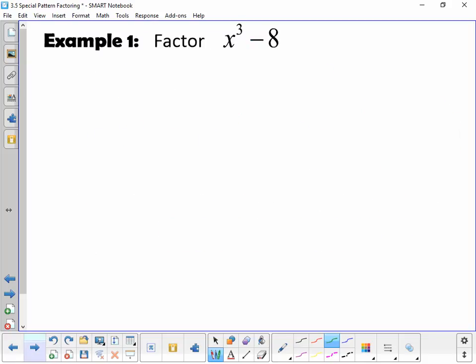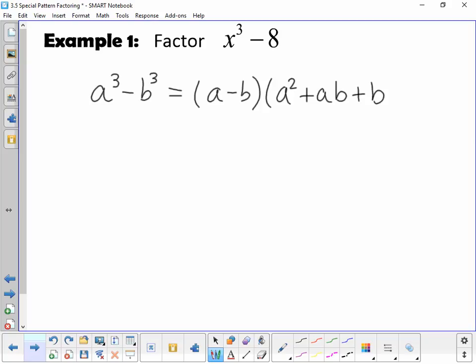So let's try to factor one now. x to the third minus 8. This is a difference of cubes. They're being subtracted. A minus B. So here's the pattern that we're going to use.